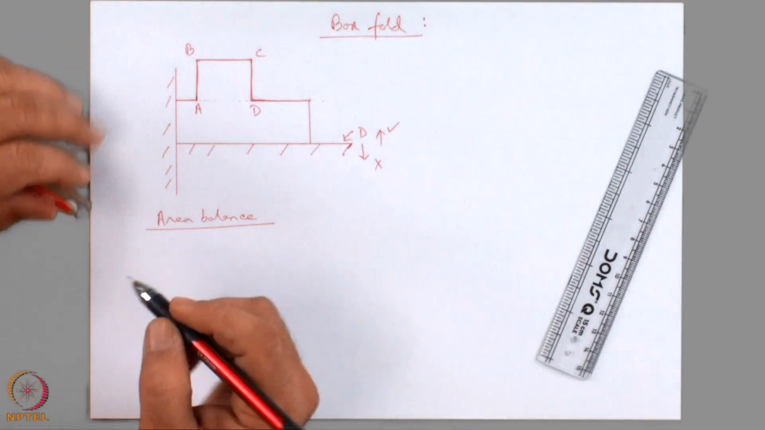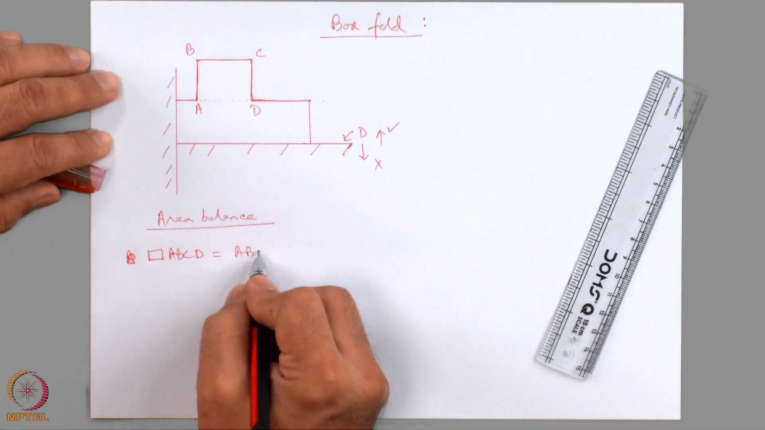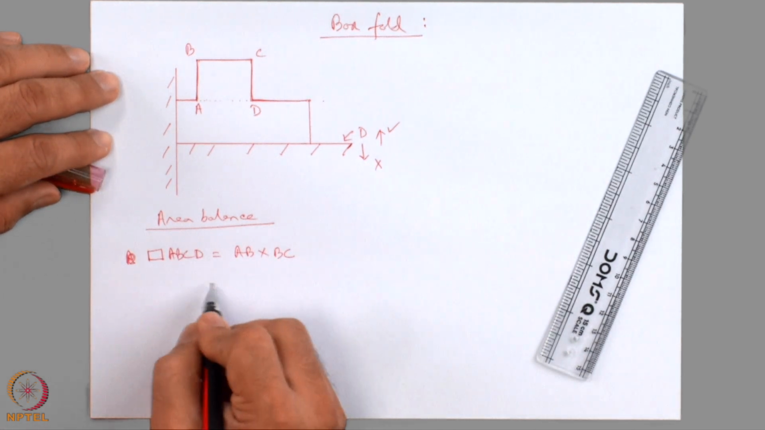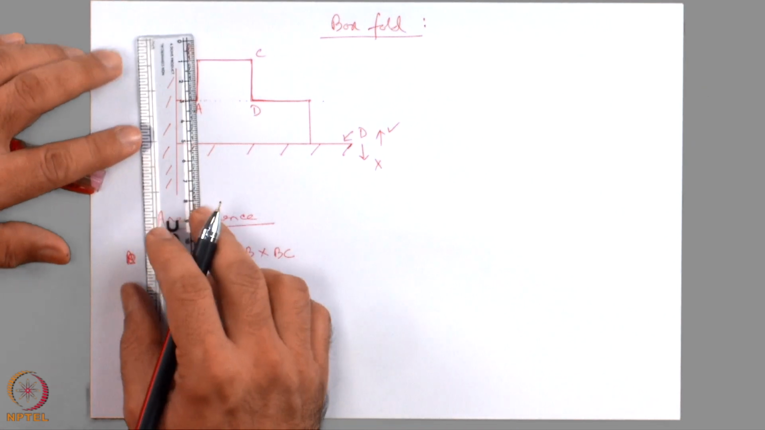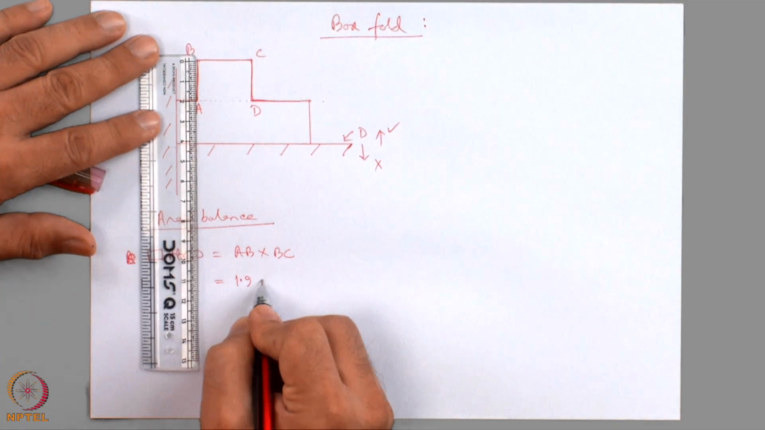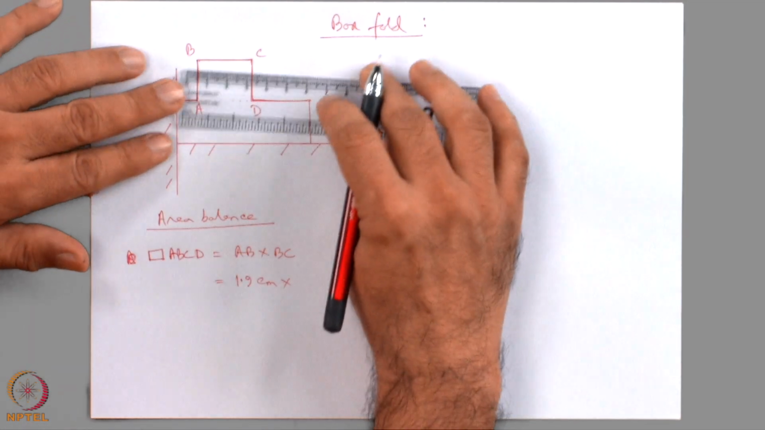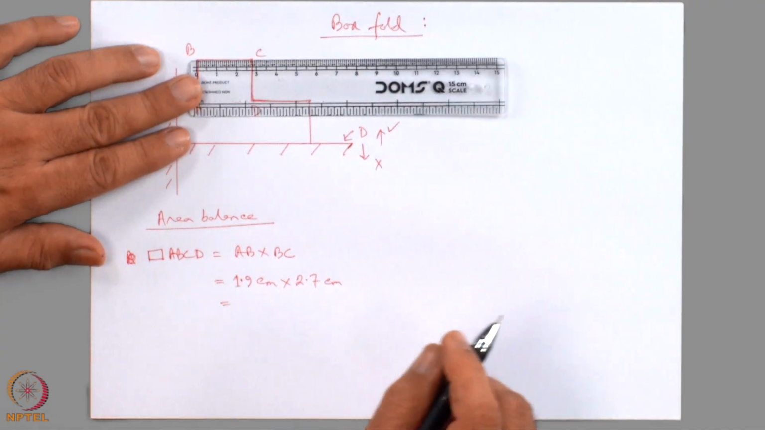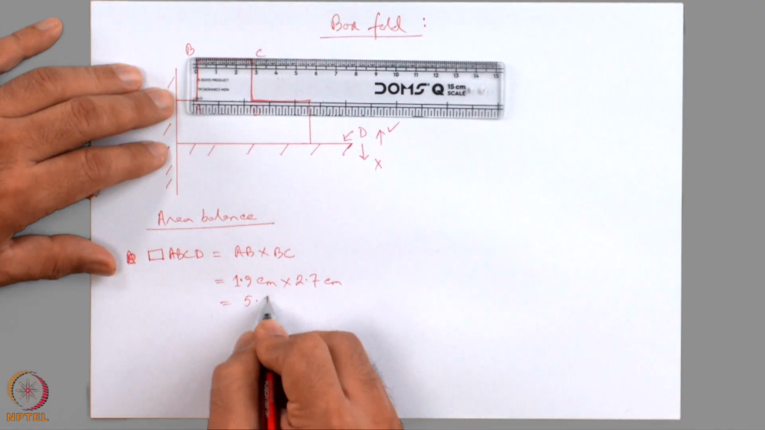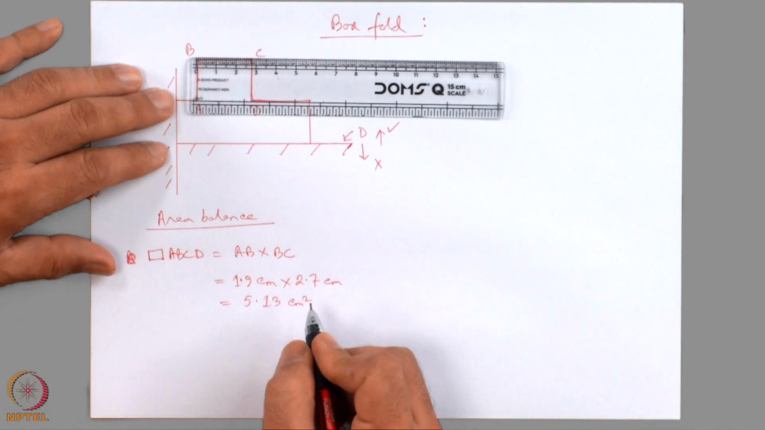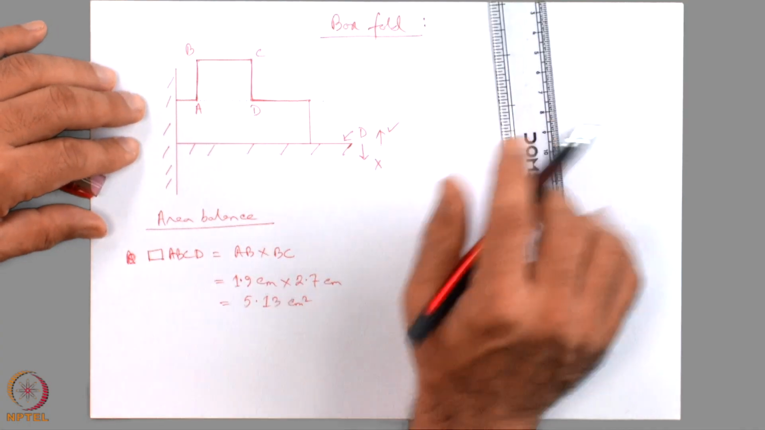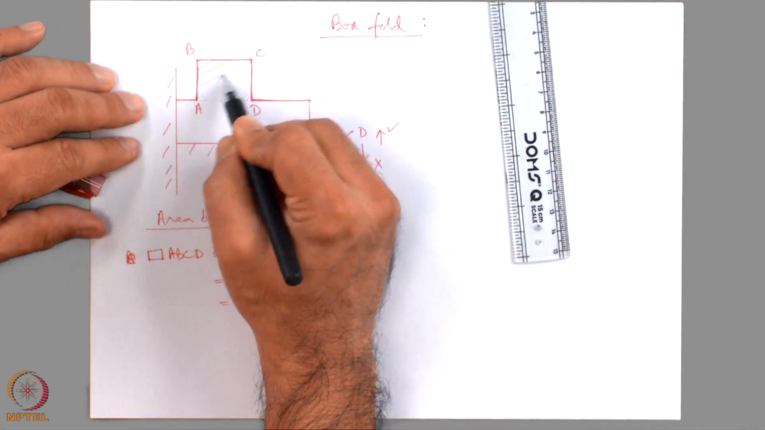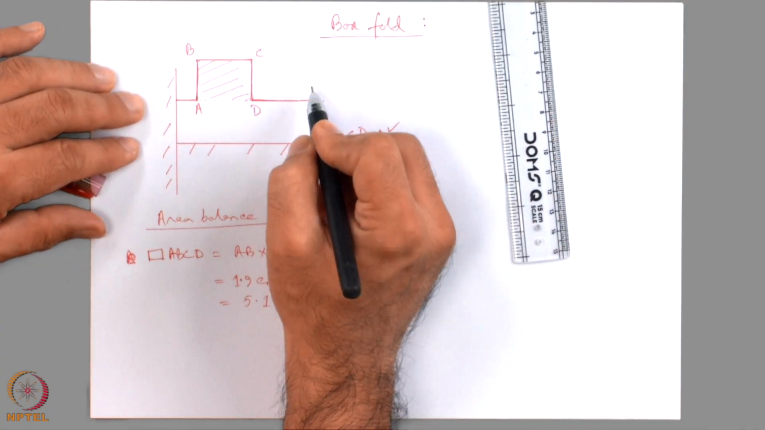The area is given by AB length multiplied by BC length, which is equal to 1.9 centimeter multiplied by 2.7 centimeter, which is equal to 5.13 centimeter square. This area has been produced due to a compression.